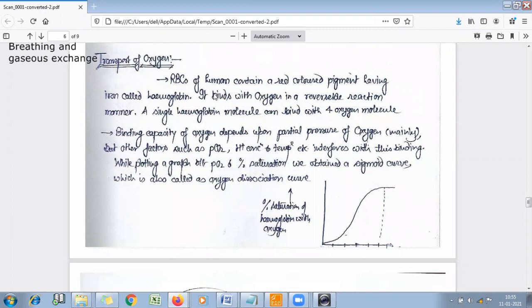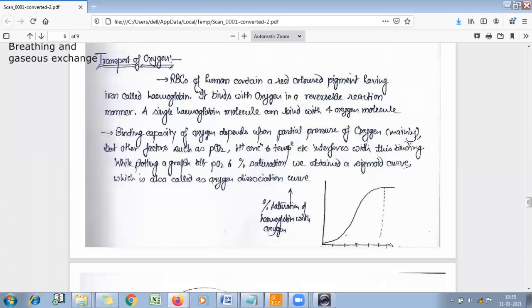First we will read the facts. RBCs of the human contain a red colored pigment having iron, called hemoglobin. It binds with oxygen in a reversible manner, and a single hemoglobin molecule can bind with four oxygen molecules. As we know, our blood is made up of some cells and plasma. So the RBC, red blood corpuscle, has a red colored pigment which contains hemoglobin.